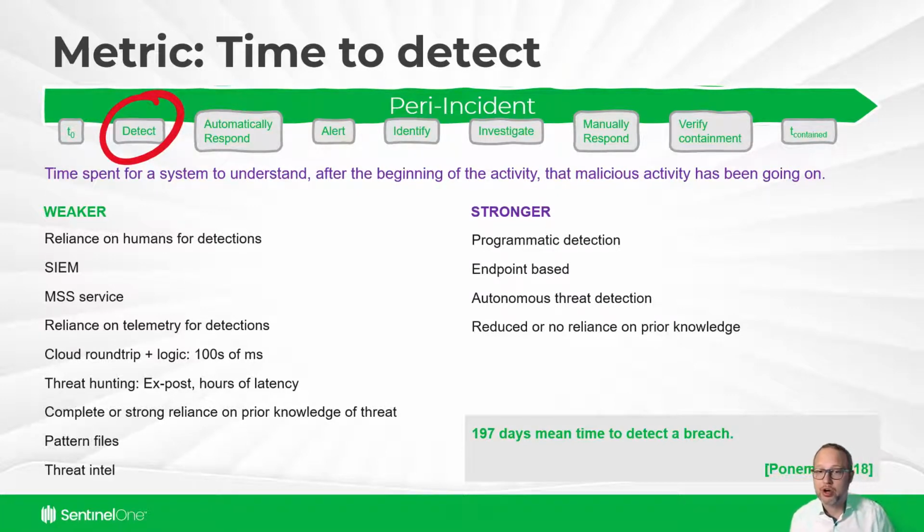So I think we can agree that the stronger approaches are the ones that are programmatic and automatic, the ones that are based on the endpoint, so that there's no shipping of telemetry involved, that there's no need for a human to look at it in order to create a detection, and that are completely autonomously acting, so that there's no need to have prior knowledge of a threat in order to detect it. Because that really requires somebody to already have been hit, so that that knowledge, in the form of signatures or pattern files or threat intel, whatever you call it, needs to be available for you to be able to detect it. So detection is really the phase that you can reduce a lot by using more automatic controls.